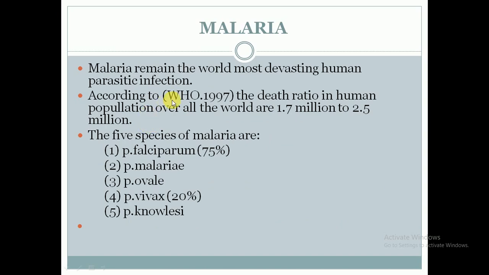According to the World Health Organization in 1997, the death toll in the human population all over the world was 1.7 million to 2.5 million. There are five different species of malaria parasite. Plasmodium falciparum is the dangerous form of parasite, at 75%. The second one is Plasmodium malariae. The third one is Plasmodium ovale, and then Plasmodium vivax, at 20%. And then Plasmodium knowlesi.